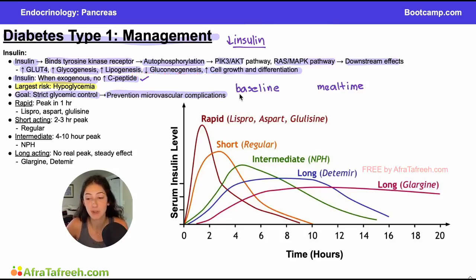But at a very basic level, what we're essentially doing is we're giving someone baseline insulin. So you're going to have a long-lasting type of insulin that will provide you some baseline level of having insulin available in your body throughout the day and night. And then additionally, when you have a normal pancreas, it should be secreting more insulin in response to meals and snacks and more glucose available in your body.